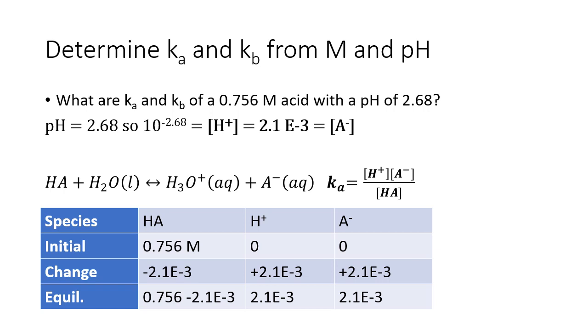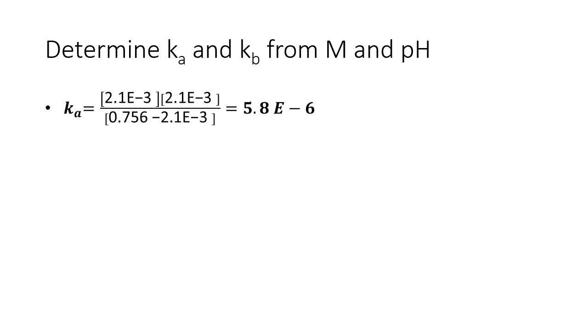So if we go ahead and do that math and plug it into Ka, we have 2.1 times 10 to the negative third squared over 0.756 minus 2.1 times 10 to the negative third, which gives us a Ka of 5.8 times 10 to the negative sixth. If we want to find the Kb, we can then set up the Kw equals Ka times Kb equation and solve for Kb, which is 1.7 times 10 to the negative 9.